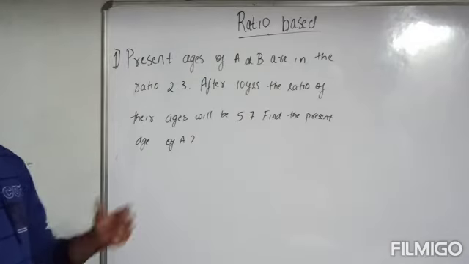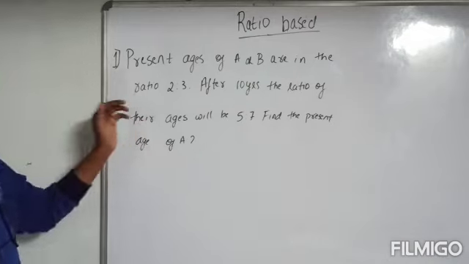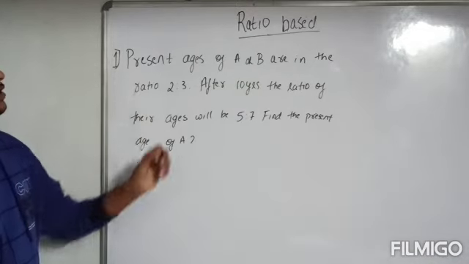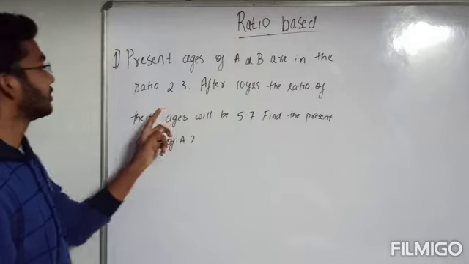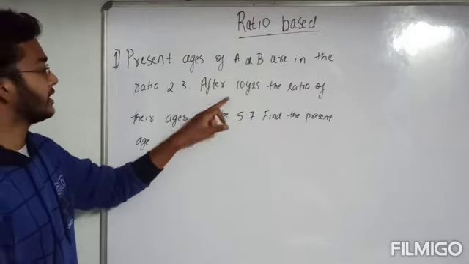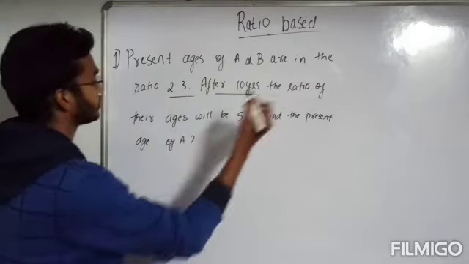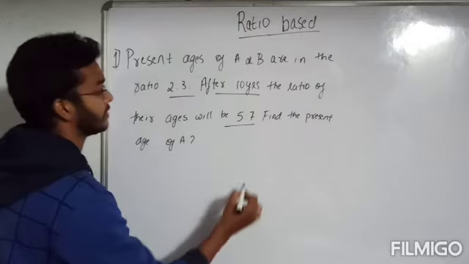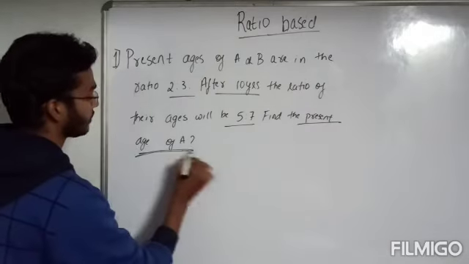Now let us begin with the ratio based problems. Let us read the problem. Present ages of A and B are in the ratio 2:3. After 10 years, the ratio of the ages will be 5:7. Find the present age of A.